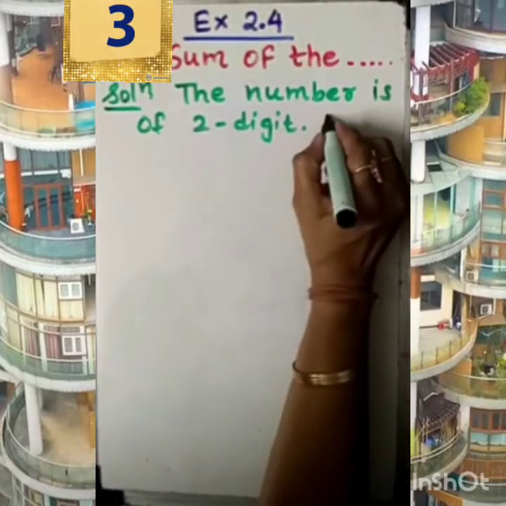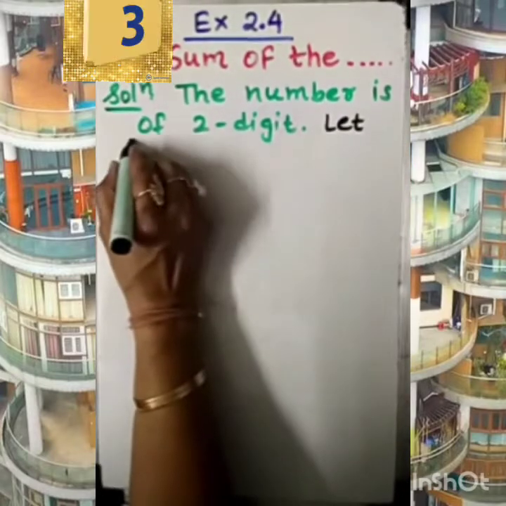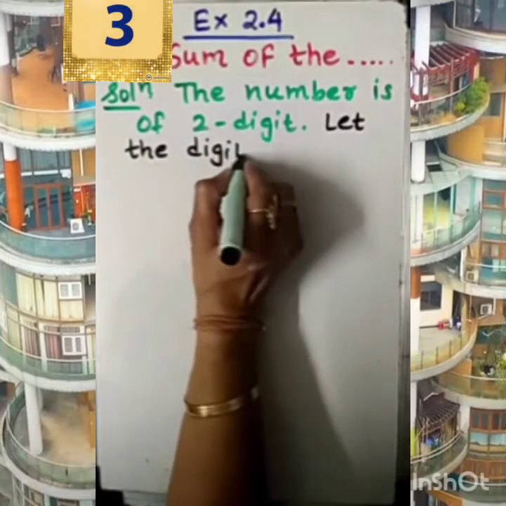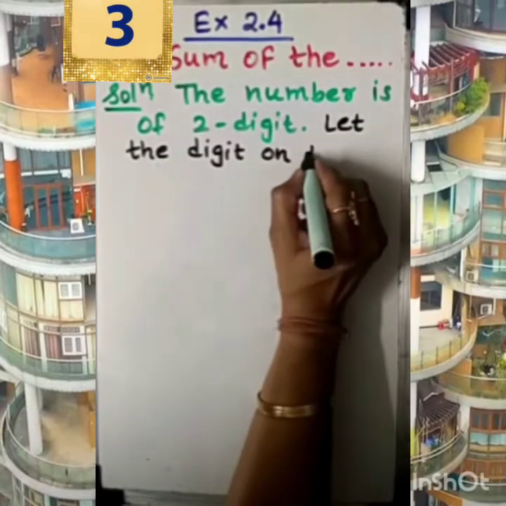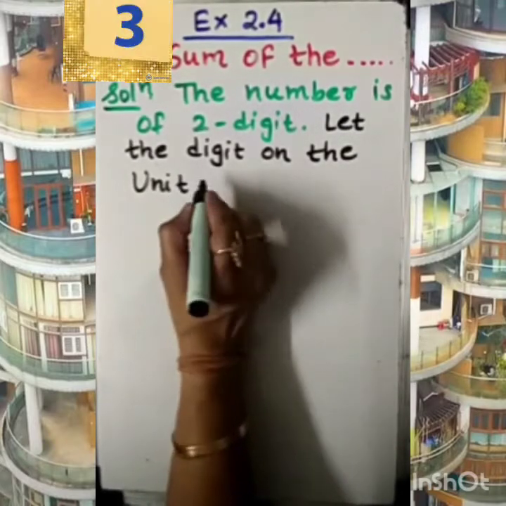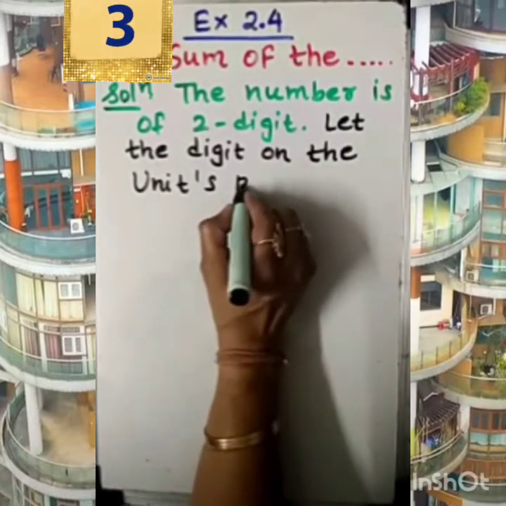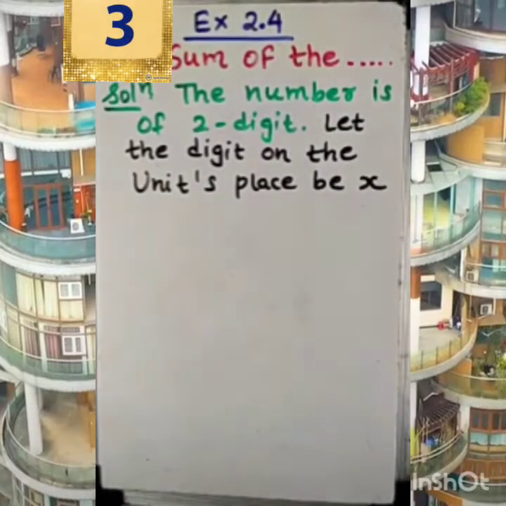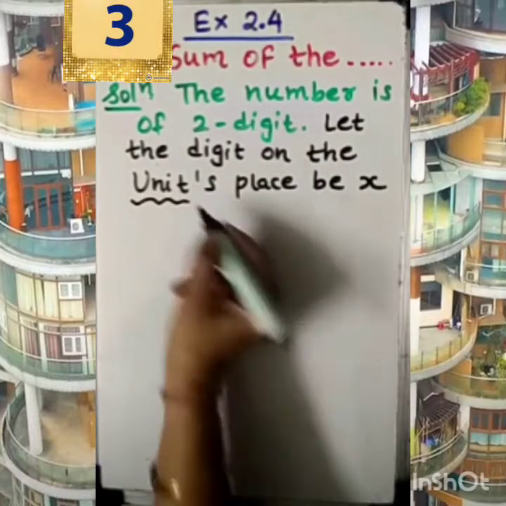So here I am choosing: let the digit on the unit place be x. Unit place or ones place, either word you can use. We are considering the digit on the unit place or ones place. Unit place indicates ones place.